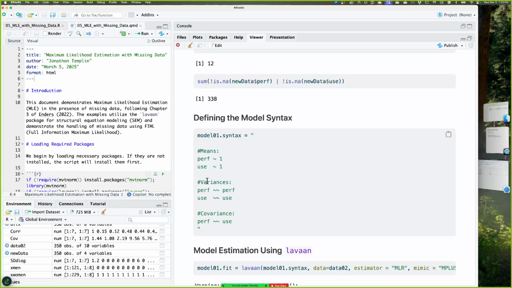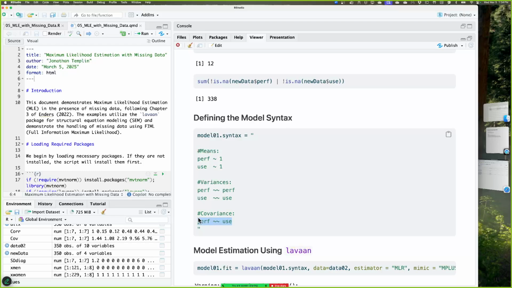Now, we also have to describe variance. We have 2 variances, the variance of performance and the variance of usefulness. Lavaan's code for variance is a double tilde, right? Technically, that code also applies to covariance. But the covariance of a variable with itself is its variance, right? Does that make sense? So perf double tilde perf is the covariance of perf with perf, which is its variance.